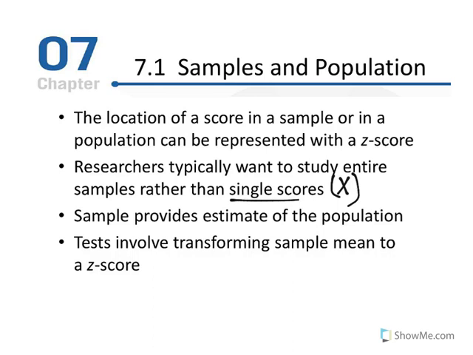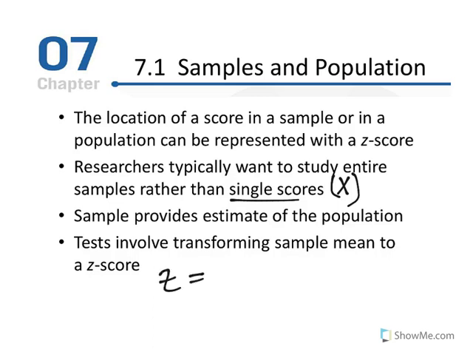So a sample provides the estimate of the population. Again, we can think of it as a mini population so that we can then draw conclusions about populations. If it works a certain way with a sample, then we can infer that the same would be applicable to the population. The tests involve transforming a sample mean to a z-score.